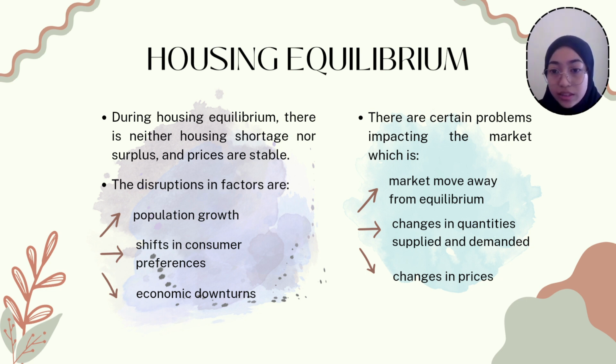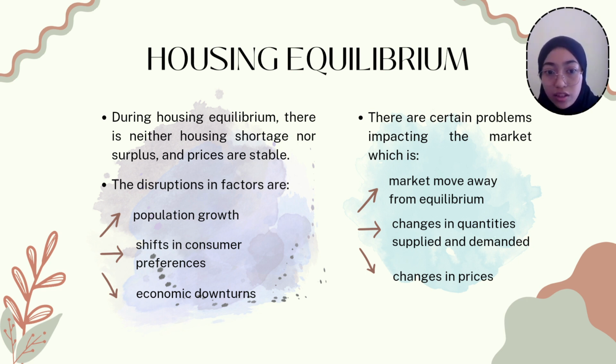But there are certain disruption factors that will cause problems and impact the housing equilibrium. The first is population growth of people living in certain places. Next is a shift in consumers' preferences, where some consumers prefer landed or non-landed property, and it changes over time. And then the economic downturn in the current market.